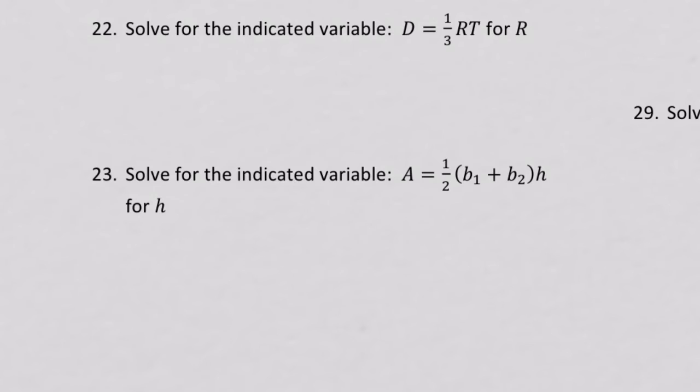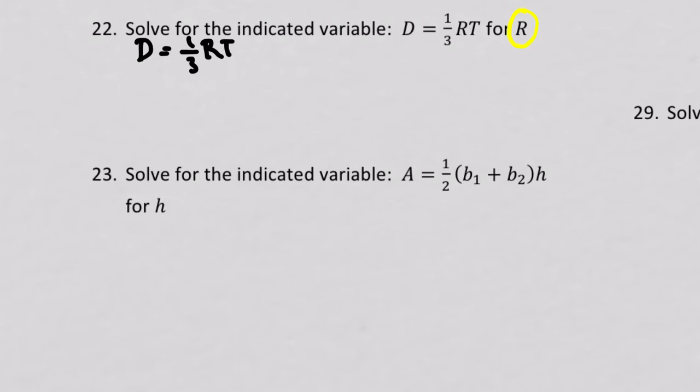Okay, 22. Solve for the indicated variable. D equals 1 over 3 RT. And we are solving for, make sure you pay attention to what it's asking for, R. So if I want to solve for R, I have D equals, I'm going to rewrite it over here, 1 over 3 RT.